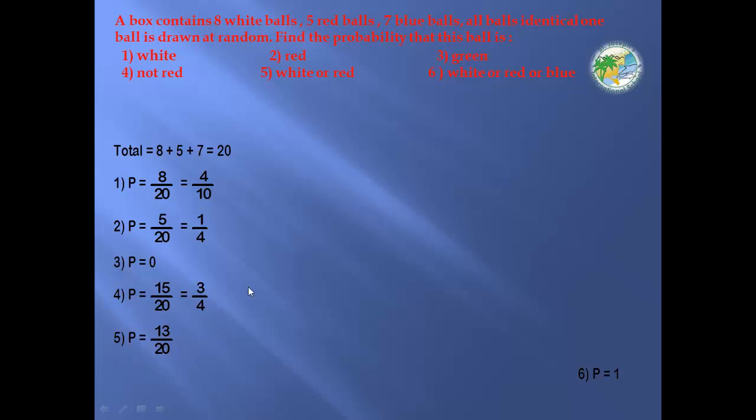Probability number 5, white or red. The white was 8 plus the red 5, 8 plus 5 is 13 over 20. Number 6, white or red or blue. White or red or blue means 8 plus 5 plus 7 equals 20 over 20 equals 1. Certain event.